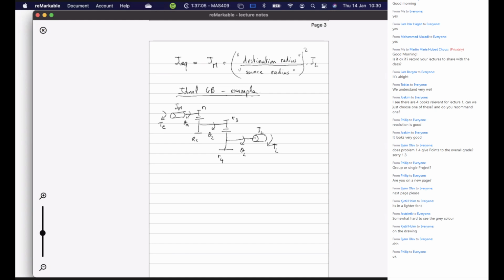So the question is, find Te as a function of d omega M dt and TL. And we will do it in two different ways.